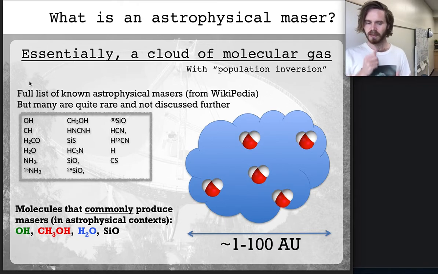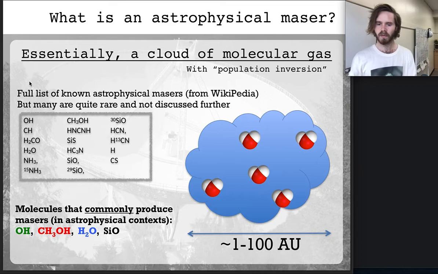These are not the only masers. As you can see, there's quite a big list. But these are probably the most common ones that you are going to encounter, and I'm going to talk a little bit about each later. The clouds that produce the maser emission can be anything from smaller than an AU, an astronomical unit, to 100 AU or so. I myself study VLBI, so the masers that we look at are typically around 1 AU or so.